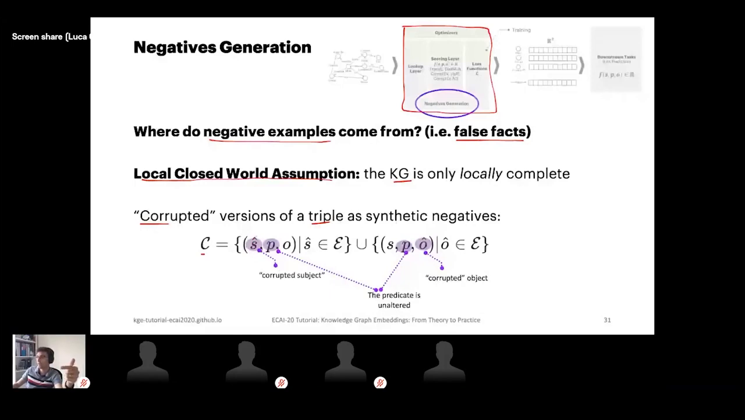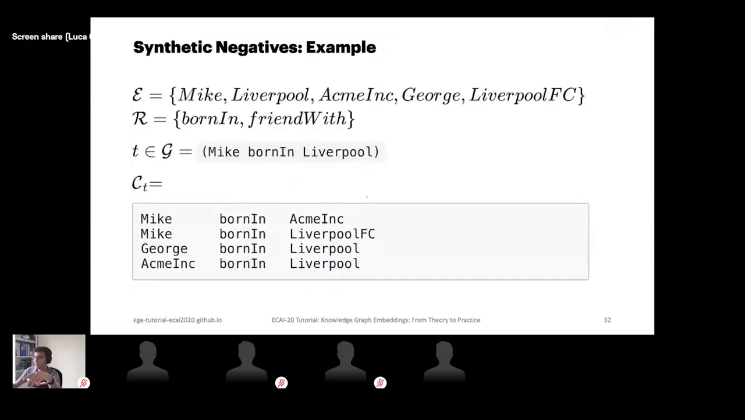The hat here is used to identify a subject or an object which has been replaced, that replaces the original subject or object with something else, right? So it's important to point out that when generating corruptions under the local closed world assumption, we always try to corrupt either the subject or the object, only one of the two, right? And we never touch the predicate. The predicate is always unaltered, right? This is one of the things which are easier to see with an example than by explaining.